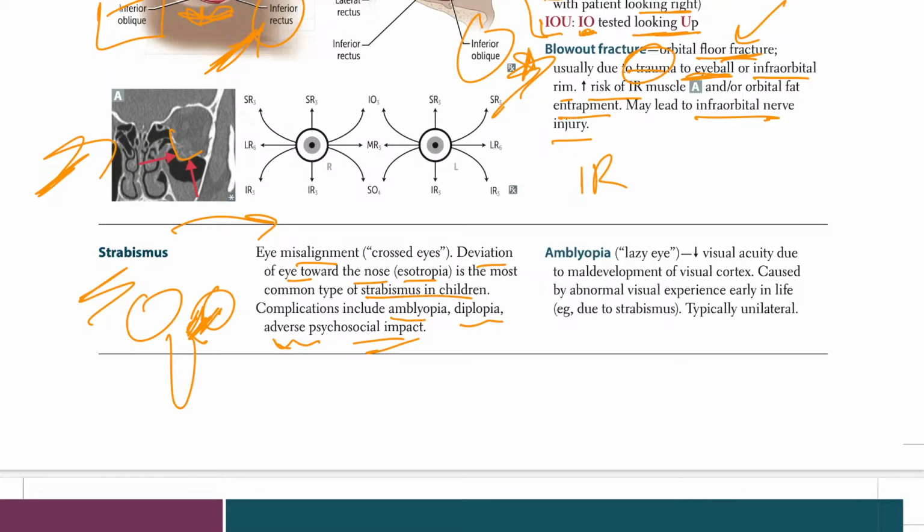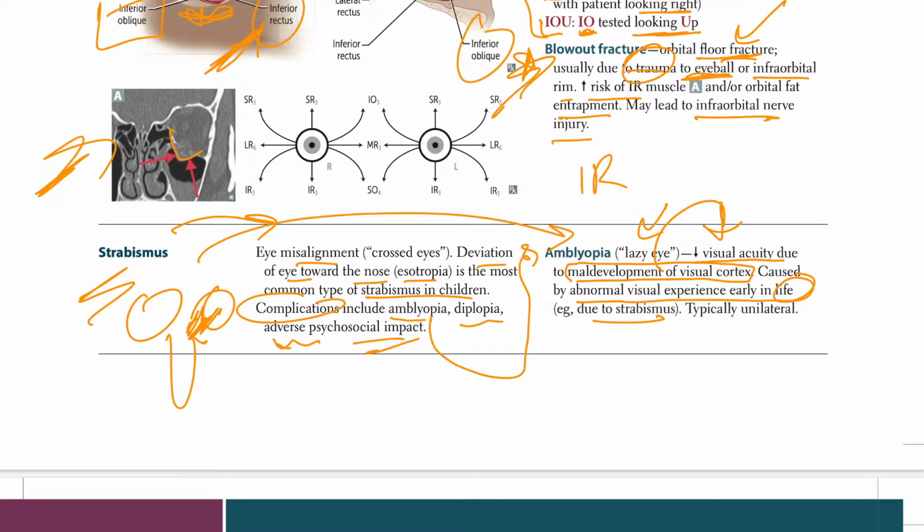First, let's talk about amblyopia. Amblyopia is the lazy eye, meaning decreased visual acuity due to maldevelopment of the visual cortex. So you have a maldeveloped visual cortex that's going to cause a decrease in visual acuity, caused by abnormal visual experience early in life due to strabismus. So strabismus complication is amblyopia, which is lazy eye. Typically unilateral, only one side is affected.